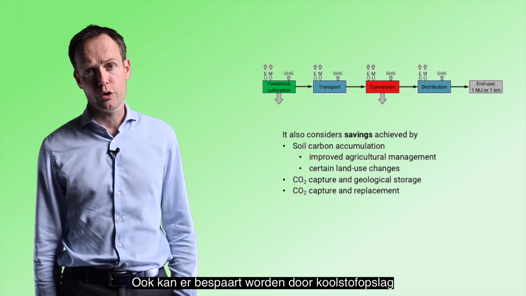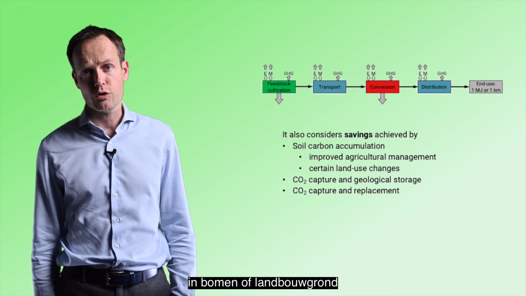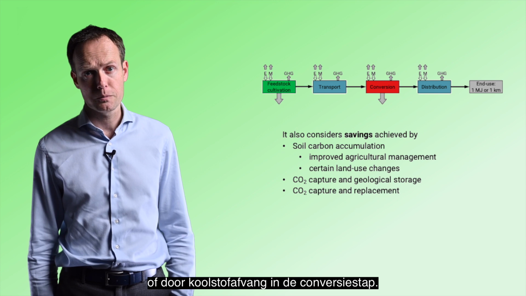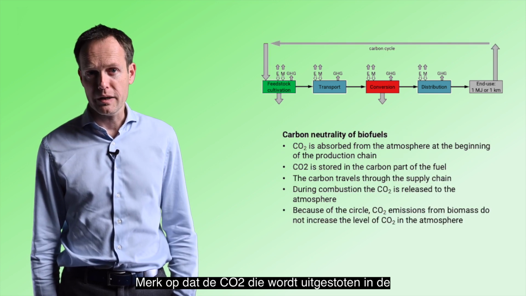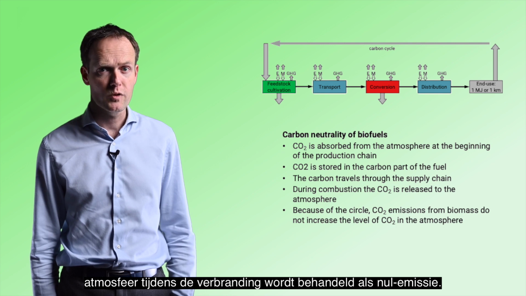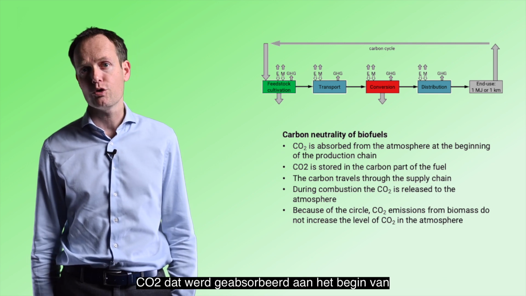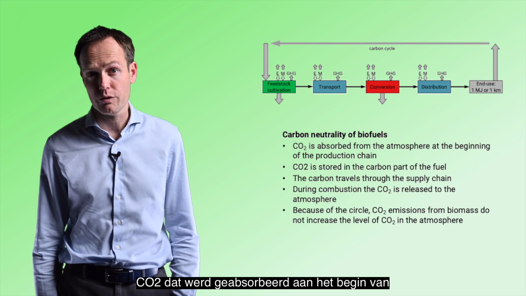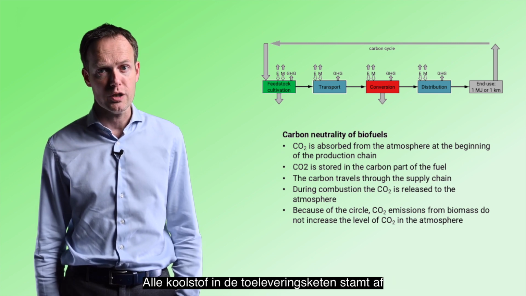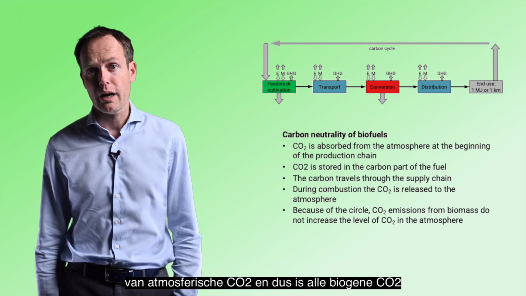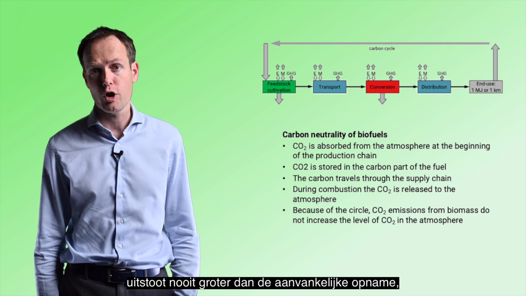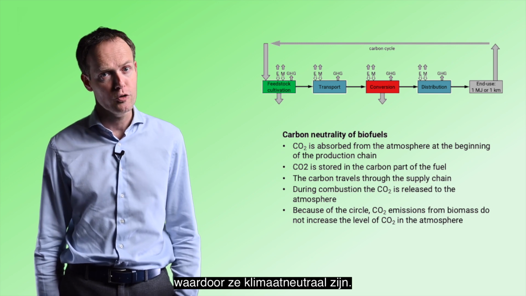The gram CO2 equivalent is a measure for the climate impact. Also, savings can occur by carbon storage in trees or agricultural soil, or by carbon capture in the conversion step. Note that the CO2 that is emitted to the atmosphere during combustion is treated as zero emission. This is because it is equal to the CO2 that was absorbed at the beginning of the supply chain, when the crops were grown. All the carbon in the supply chain stems from atmospheric CO2, and therefore any biogenic CO2 emissions are never larger than the initial uptake, so they are climate neutral.